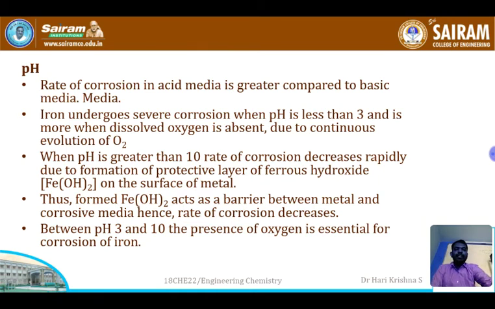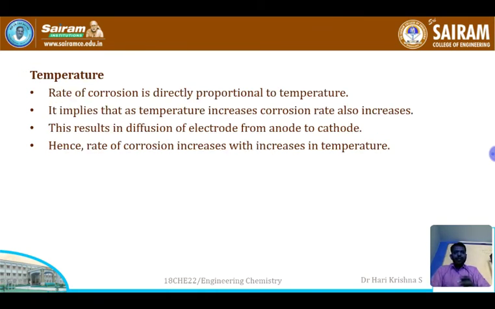So, let us see what our next factor is. Temperature. The rate of corrosion is directly proportional to temperature. Why? As temperature increases, corrosion also will increase. Why does corrosion increase with temperature? As temperature increases, the conductivity of the medium will increase. So how are conductivity and corrosion related? As conductivity increases, diffusion of metal ions from anode to cathode will increase. That is the movement of ions.